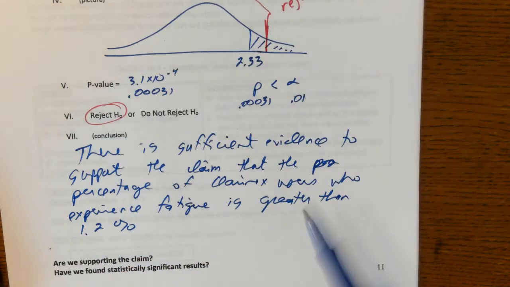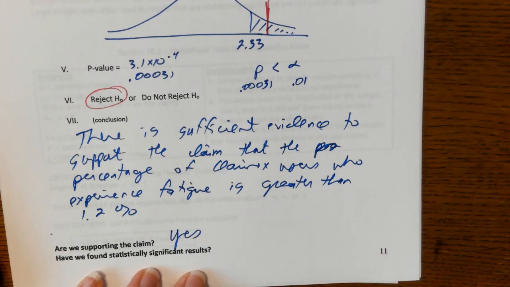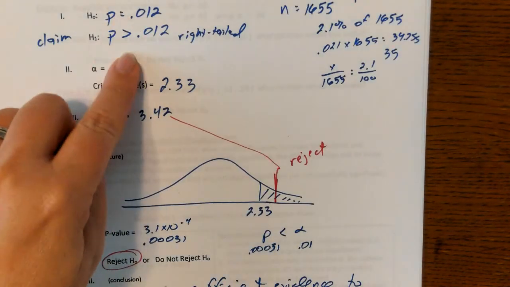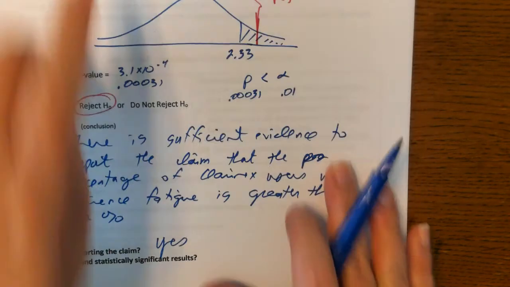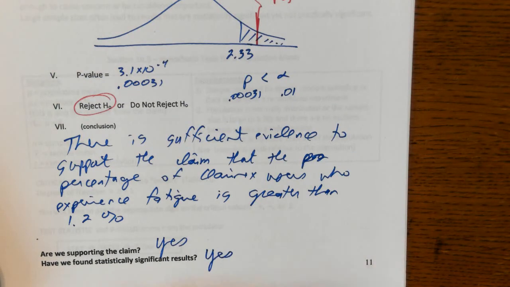Okay? All right, so are we supporting the claim? Yes, we are. We rejected the null. That means we are supporting the alternative. And yes, we found statistically significant results.